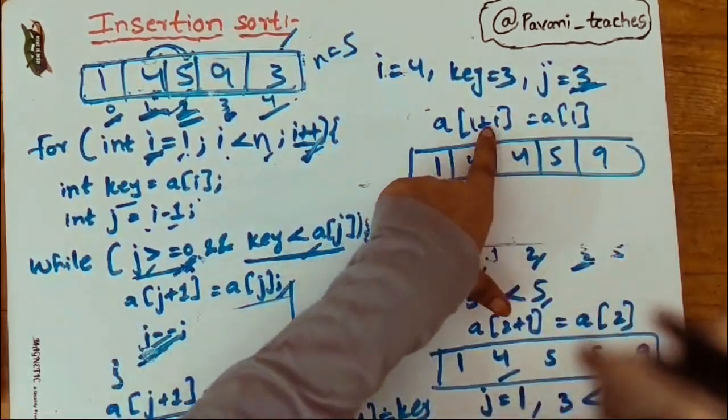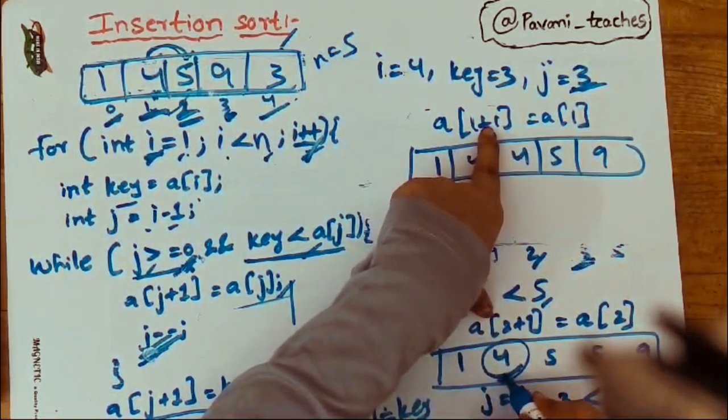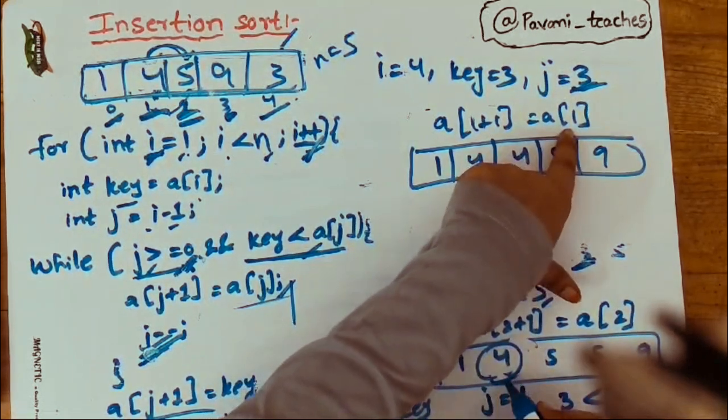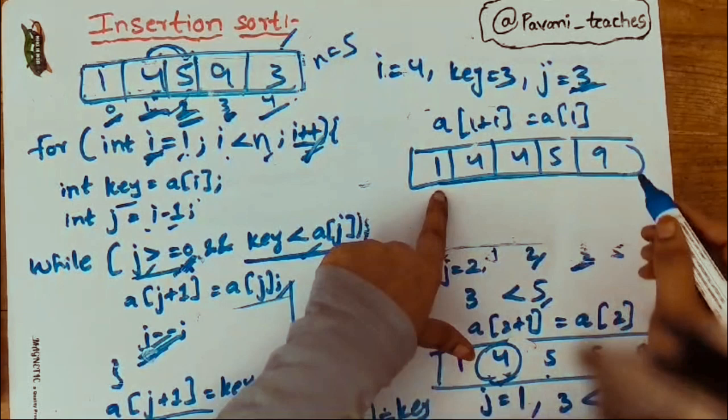As a of 2 is 4, we are storing this 4 value in a of 3. As a of 1 value is 4, we are storing this 4 value in a of 2. Okay, this is the array.